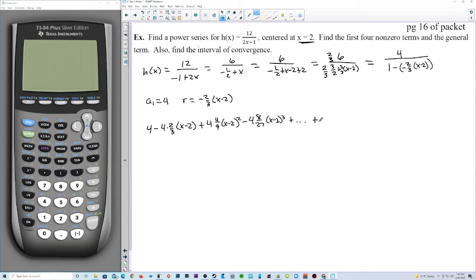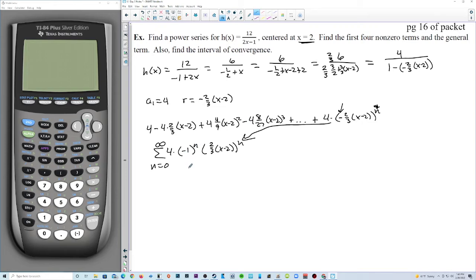Plus keep on going. Now the general term would be 4 times negative 2/3 x minus 2 to the n. So the sigma notation would be n equals 0 to infinity. And you could do this a couple ways. We could do 4 times negative 1 to the n, and then 2/3 x minus 2 to the n. So this is just the same thing. You could put the negative in there if you want. That's still negative 1 to the n right there. Or you could write it separately.